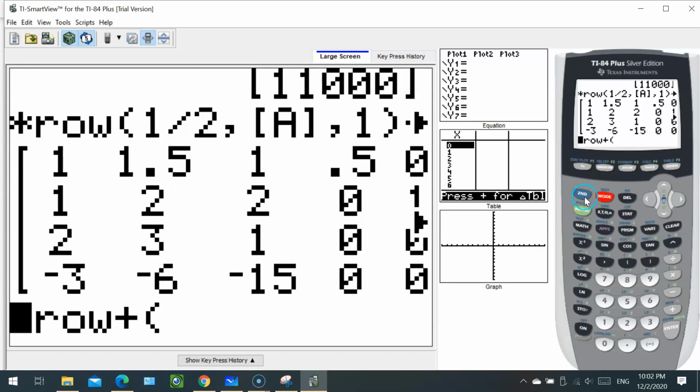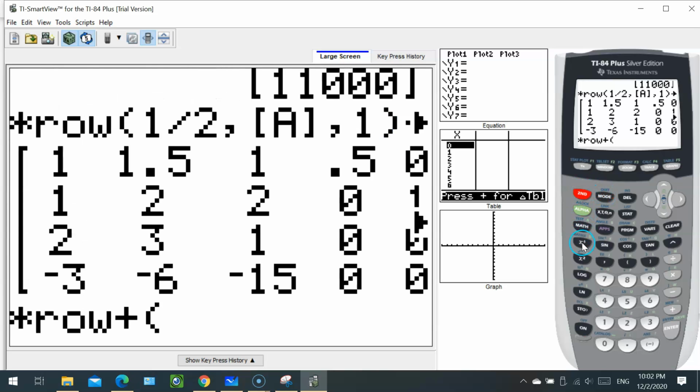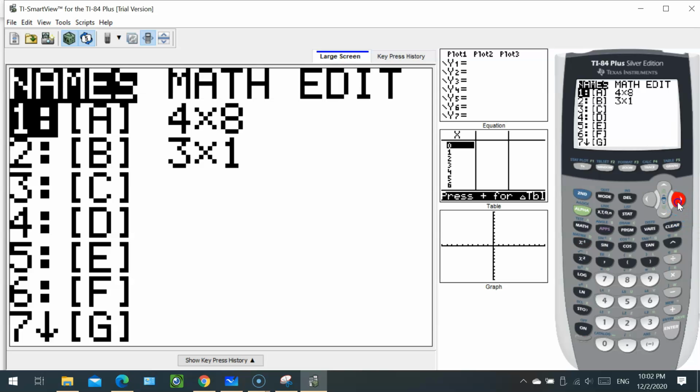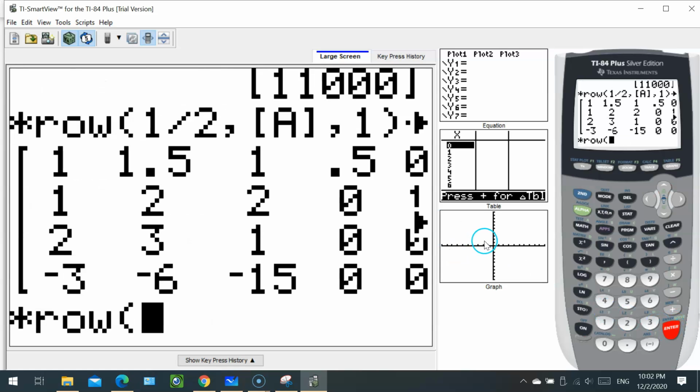Now, I click on second matrix. Second matrix. I move to the math. And I go down to find the *row. So this would be the first operation we are going to process. So I have the first operation by using the *row, multiply 1/2 with the matrix A, row 1, and then go back to the row 1.